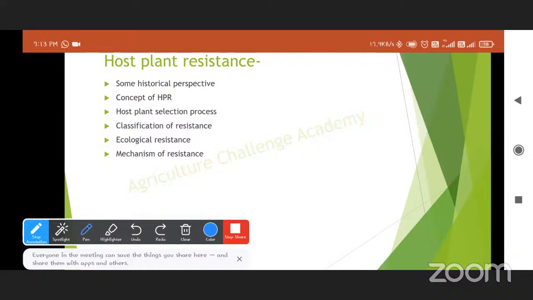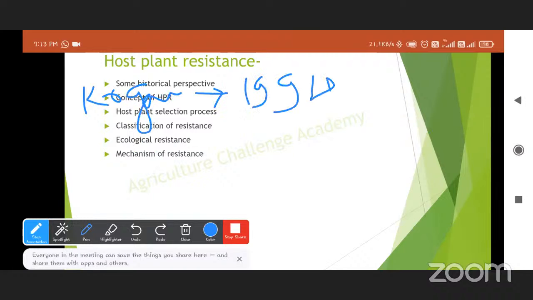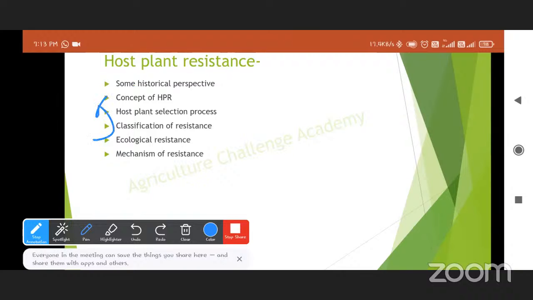So the existence of this similar environmental condition, we can see in the definition of Kogan. He proposed this definition in 1994, and he said that resistance to insect is an inheritable property. It is an inheritable property, meaning it can be transmitted from one generation to another generation.